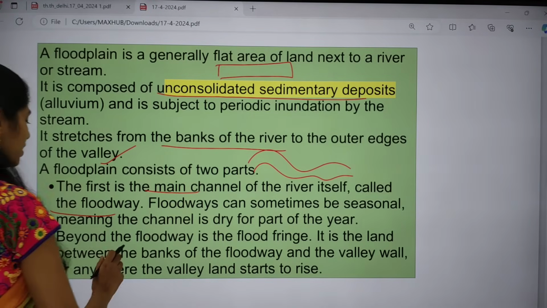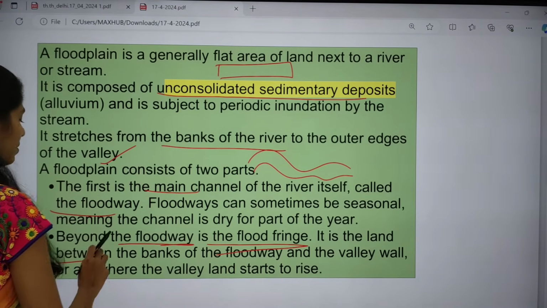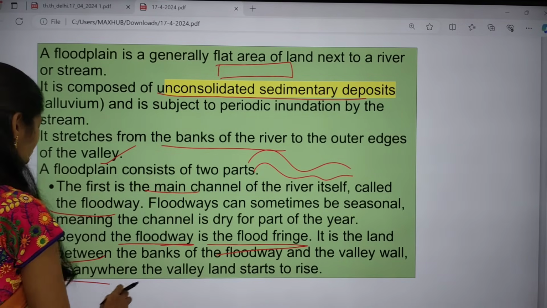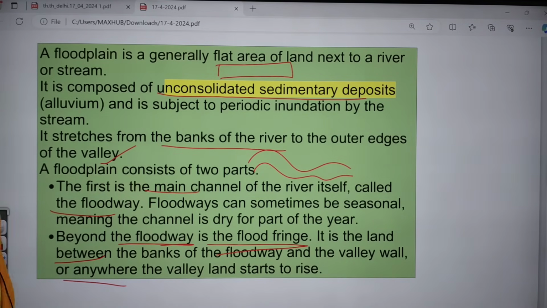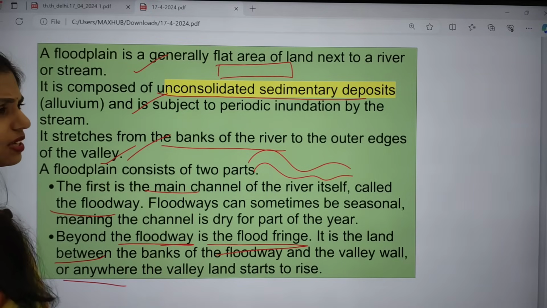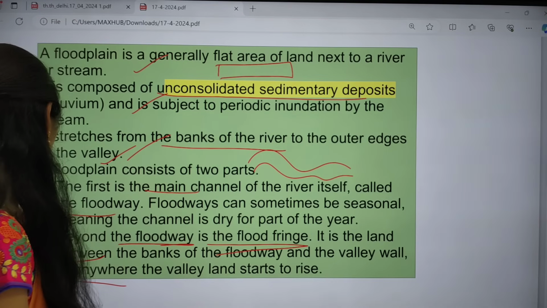And beyond the floodway is the flood fringe. It is the land between the banks of the floodway and the valley wall, or anywhere the valley land starts to rise. So these are some important facts regarding the floodplain. A floodplain is the flat area present near the stream or the river.